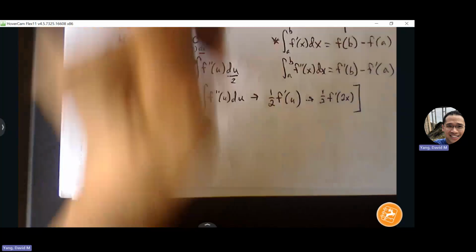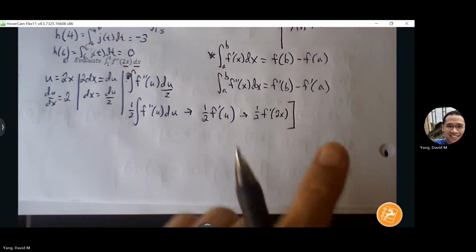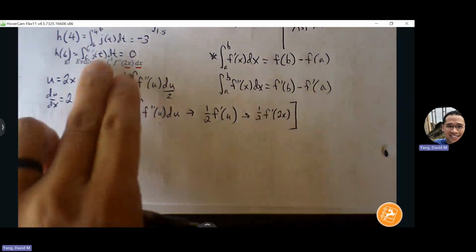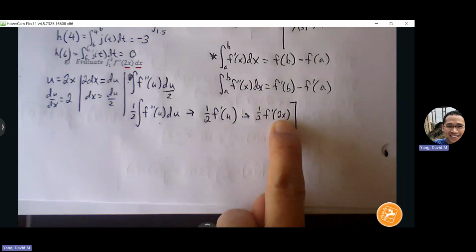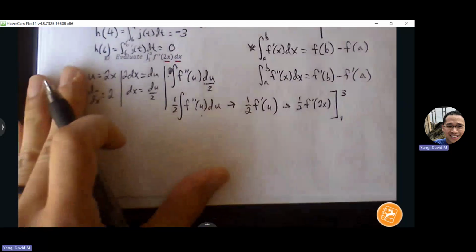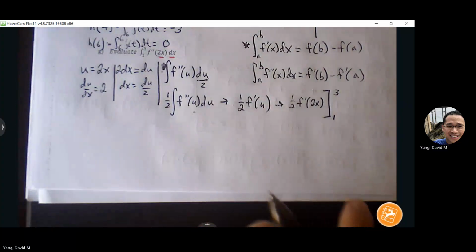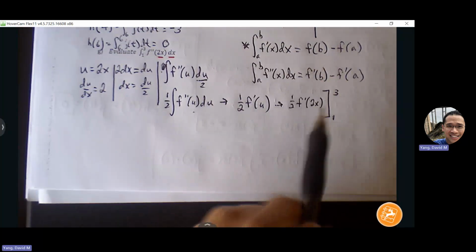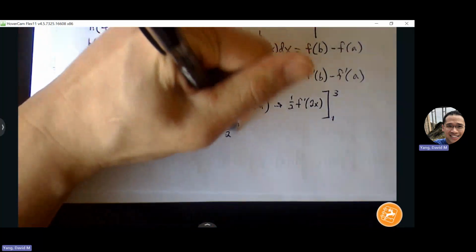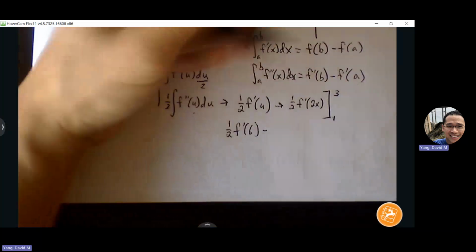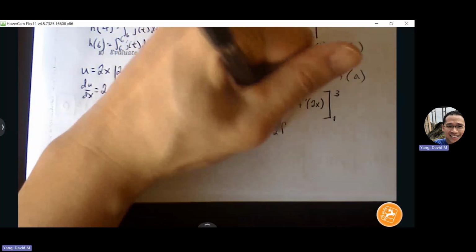Now I can plug in my bounds, 1 and 3. I didn't want to do it at this level because this is u, this is x. So I want to bring that x back into my antiderivative, and then I can work in the 1 and 3. Okay, what do I plug in first? Yeah, upper bound first, right? Upper bound gets inserted minus lower bound. So we get 1/2 f prime of what? 6 minus 1/2 f prime of 2.